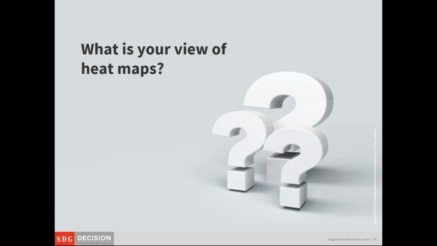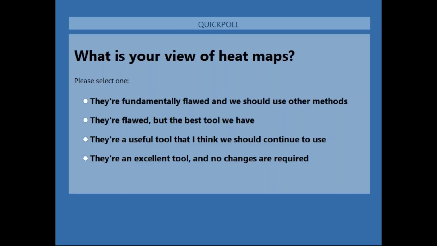Given this, we have another poll here. We'd like to get your view on heat maps or risk matrices. Please make a choice. First, they're fundamentally flawed and we should use other methods. Second, they're flawed, but it's the best tool we have. Third, they're a useful tool that I think we should continue to use. Or four, they're an excellent tool and no changes are required. If you'd make your choice there, we'll be able to share that with the group. And then we can go on to talk briefly about some alternatives to heat maps or risk matrices.